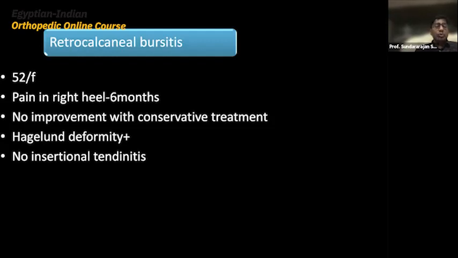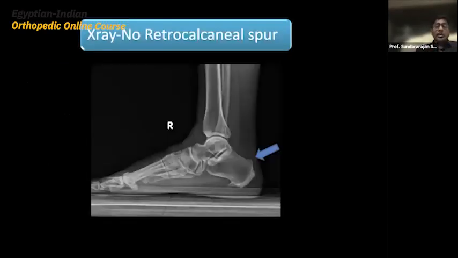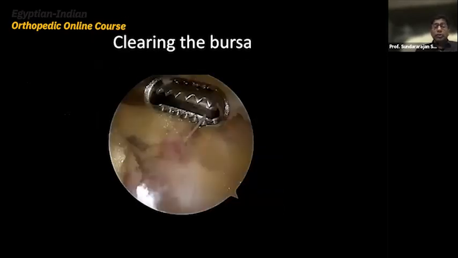So when there is no spur, and the patient has only retrocalcaneal bursitis, they should have pain and tenderness on either side of the tendo-Achilles. That means that is a Haglund's deformity with the retrocalcaneal spur. No, there is no tendo-Achilles spur here.